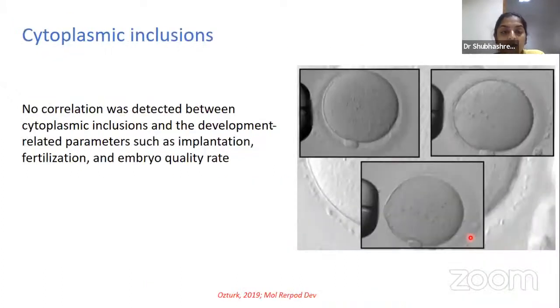So the next feature we see is the cytoplasmic inclusions. They are very small inclusions that you can see in the cytoplasm. However, there is no correlation detected between the cytoplasmic inclusions and the developmental parameter. So it may not be a great marker of oocyte quality.